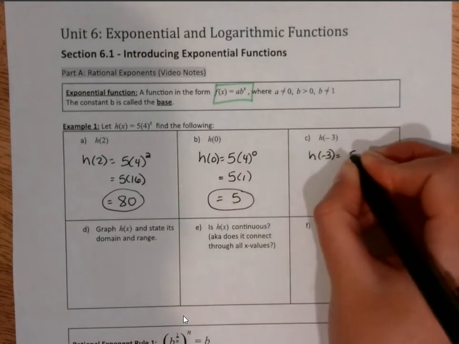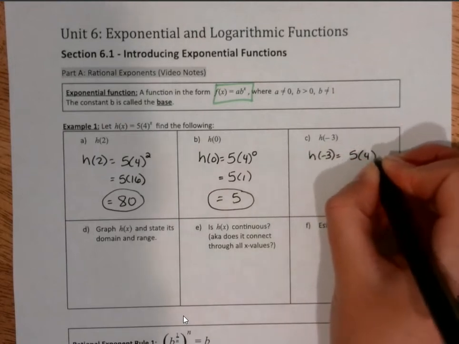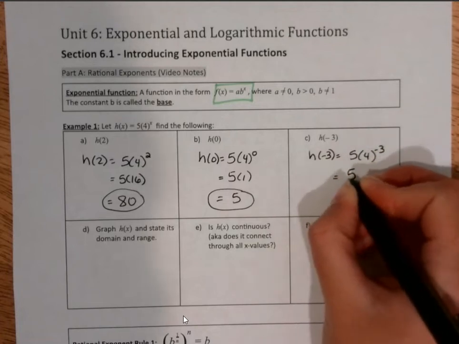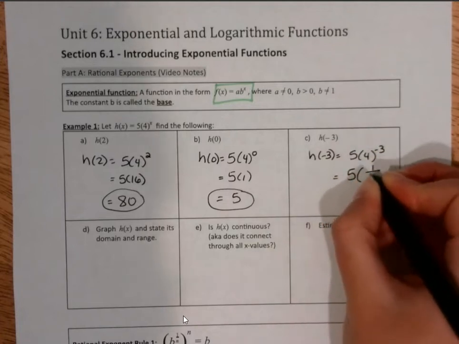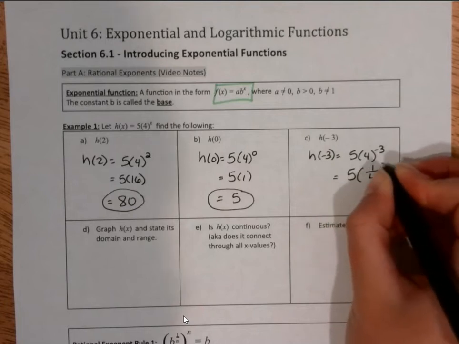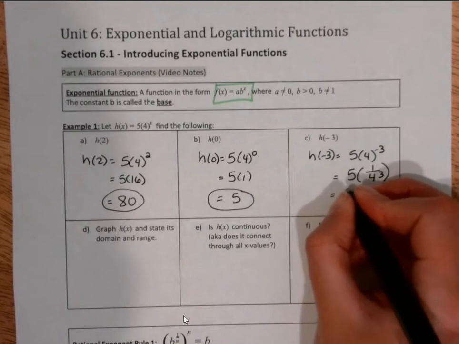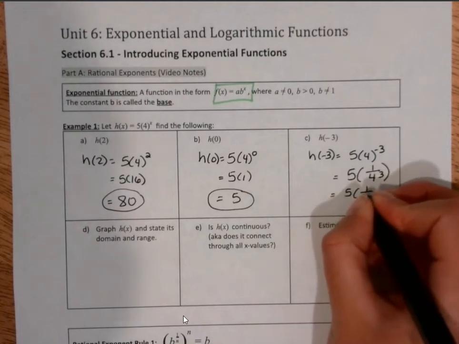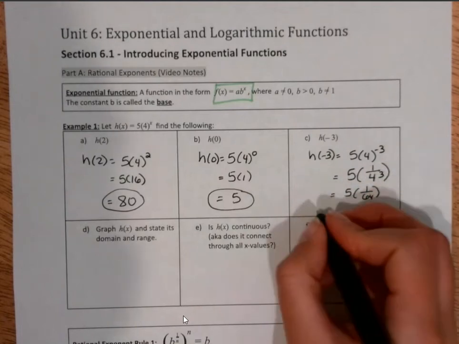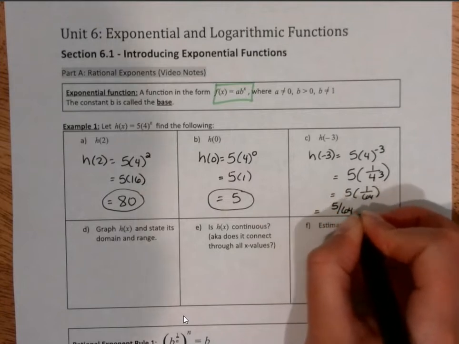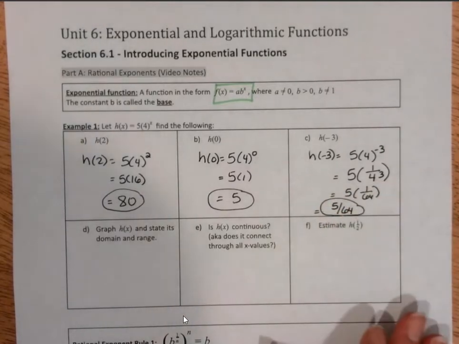H of negative 3. That's 5 times 4 to the negative third power. Remember that negative powers put things in the denominator, so it's the same thing as 1 over 4 to the positive third power. 4 to the third power is 64, so it's 5 times 1 over 64, and then fraction multiplication will multiply this to 5 64ths. 5 over 64.